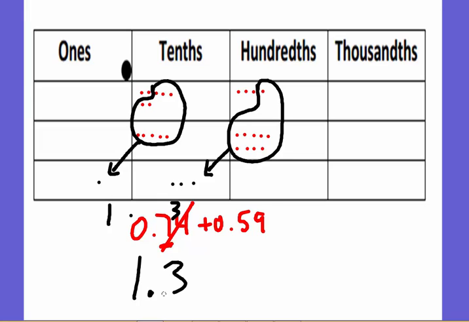Now what do you see is missing here? I forgot to add these dots. So I need to add them down here, and you'll notice that that changes my answer. It's not 1 and 3 tenths, it's 1 and 33 hundredths. Don't forget after you do your trading to go back and check your work and see if you forgot any of those dots.